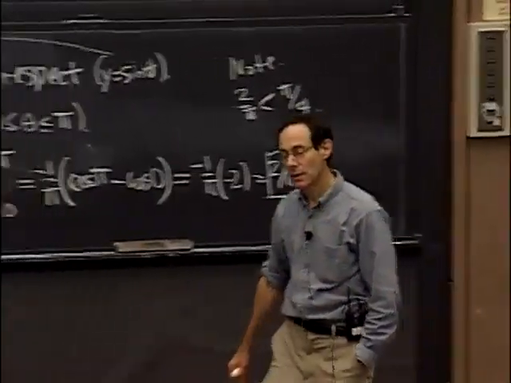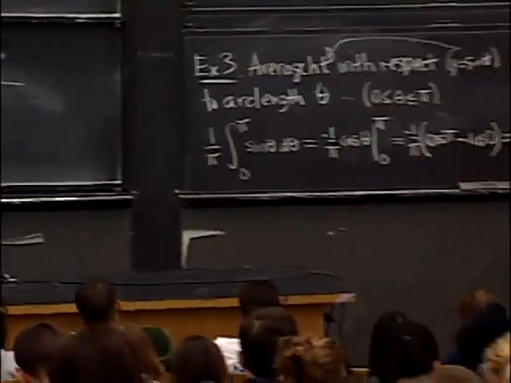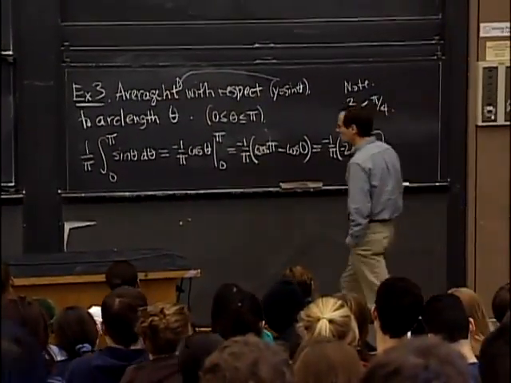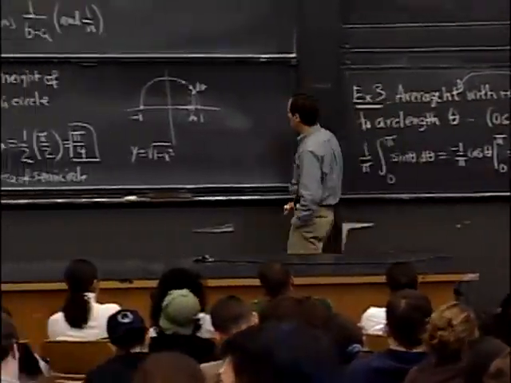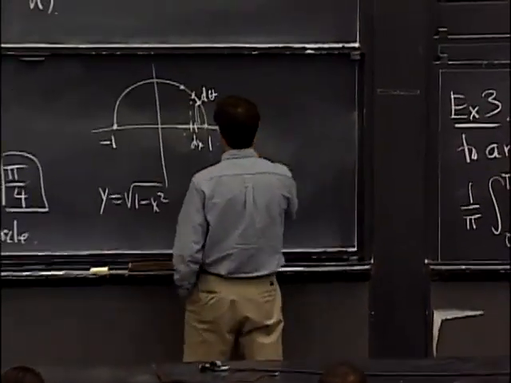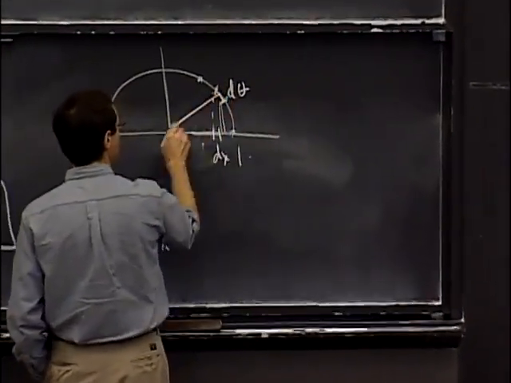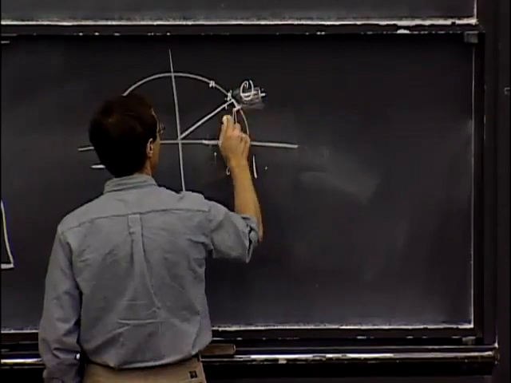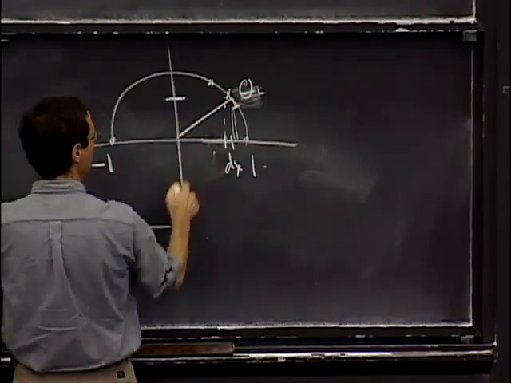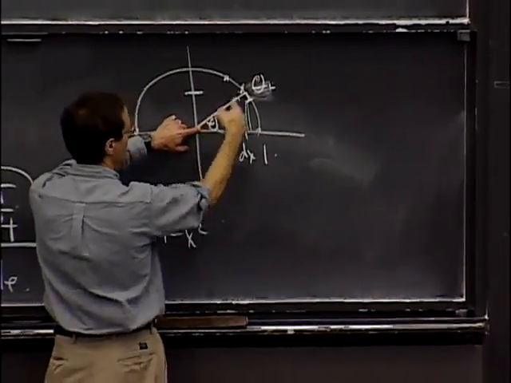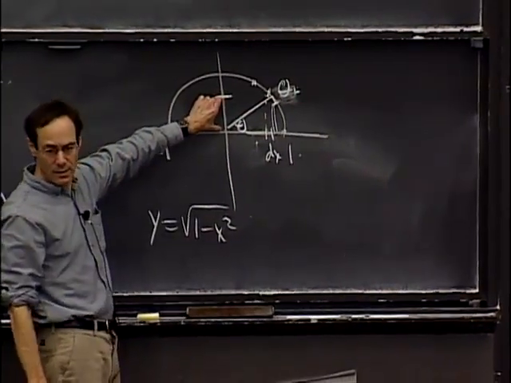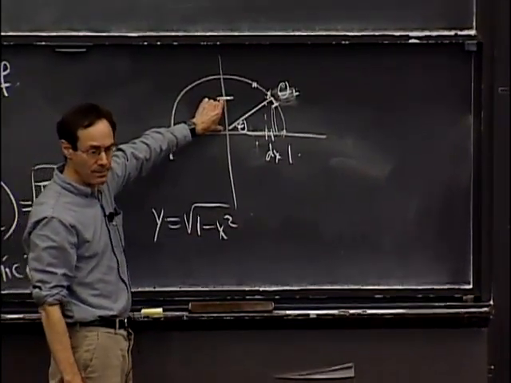Yeah, question. The question is, how did I get sine theta? And the answer is on this diagram, if theta is over here, then this height is this, and this is the angle theta, then the height is the sine. OK?